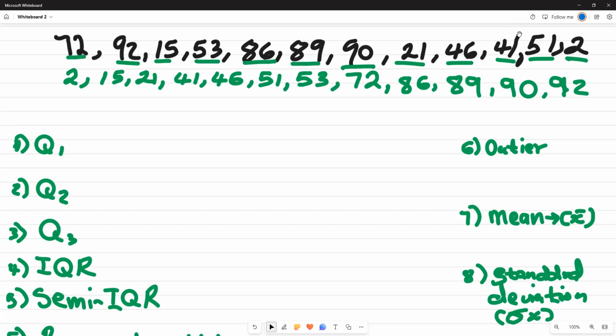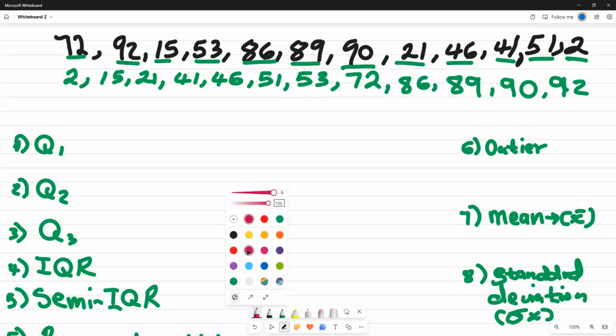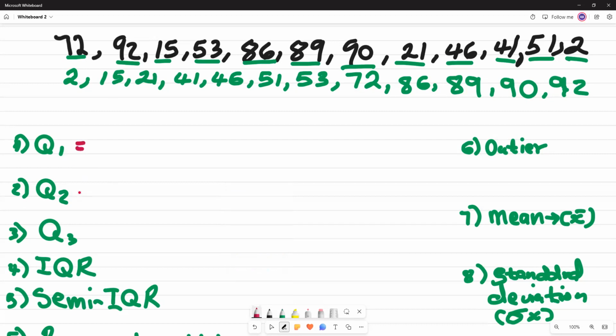My data set is arranged in ascending order, from the smallest to the biggest, which I already arranged to save time. But you must always make sure that it's from the smallest to the highest. Okay, perfect. Now I'm going to start by calculating the lower quartile, the middle quartile or the median, and the upper quartile.